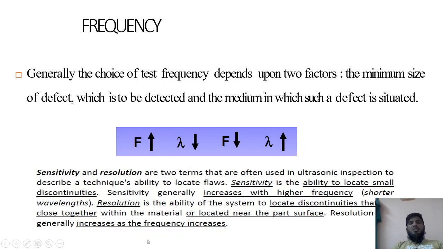Now, sensitivity and resolution are two terms often used in ultrasonic inspection testing. Sensitivity is the ability to identify the smallest flaw, like a small crack. So the sensitivity of the sound waves you are sending should be high enough to identify a small discontinuity. Whereas resolution is the ability of the frequency to locate the position of the discontinuity, whether it is at 10 mm, 20 mm, 30 mm, on the surface or inside the surface.